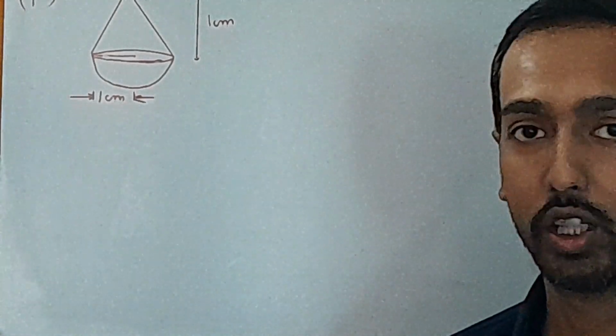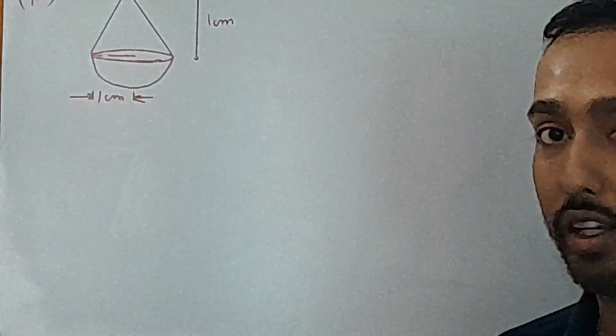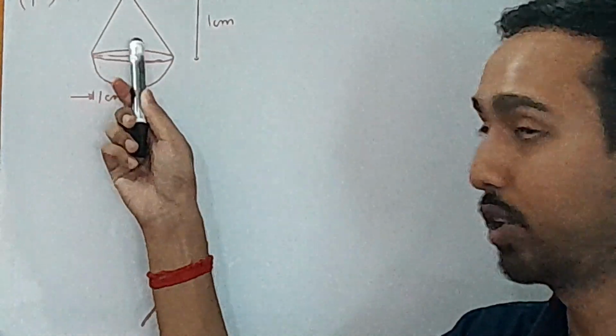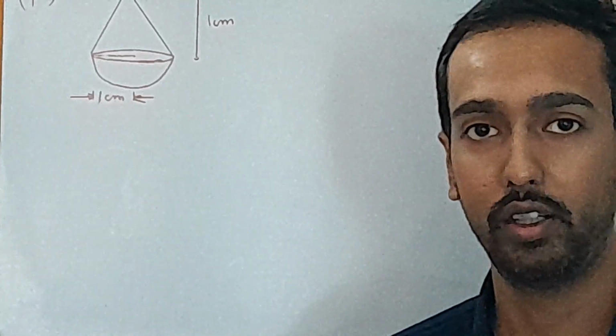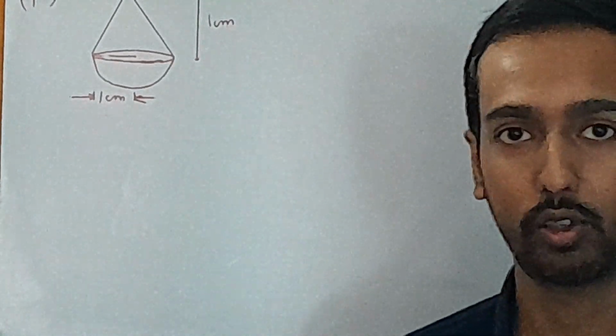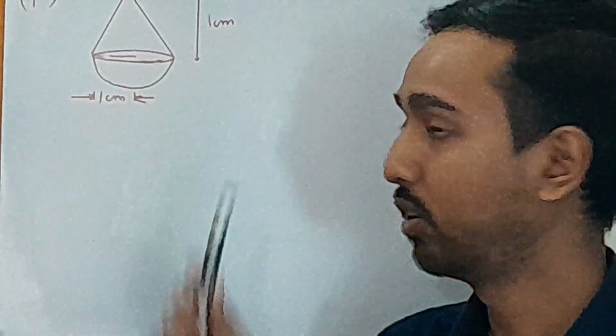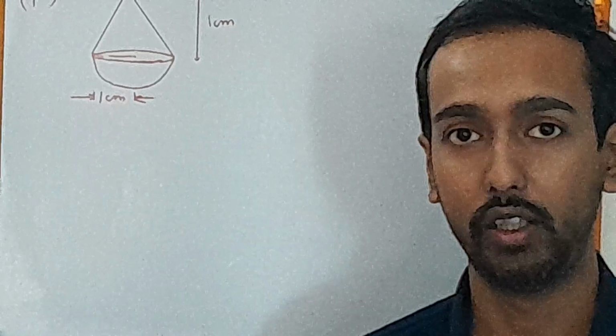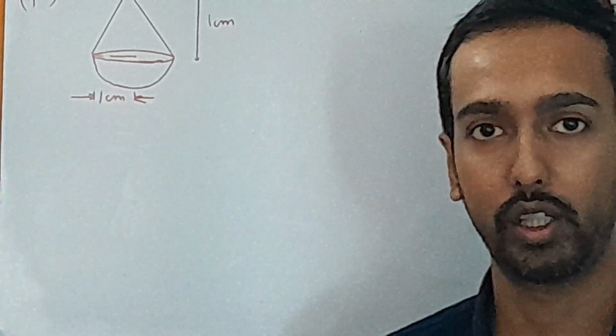So students, this is question number 1. Here is a toy which is a combination of a cone and a hemisphere. In this question, first we have to find the volume of the solid. For that, we see that this is a combinational solid. So we will first find the volume of the cone and then the volume of the hemisphere, and then we will add these two volumes to get the final answer.